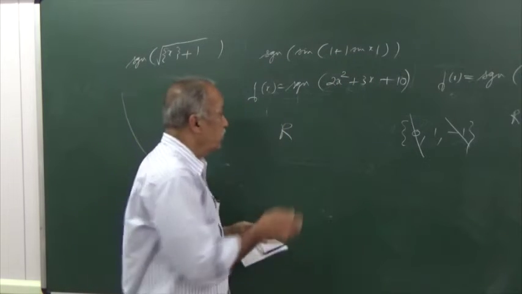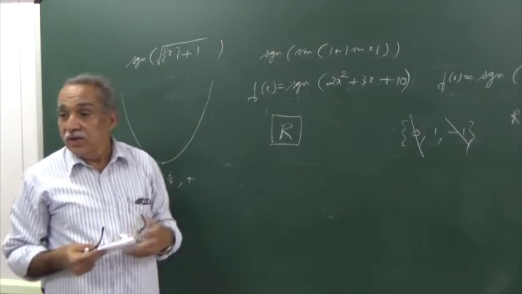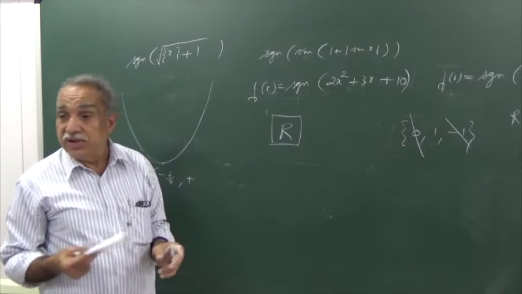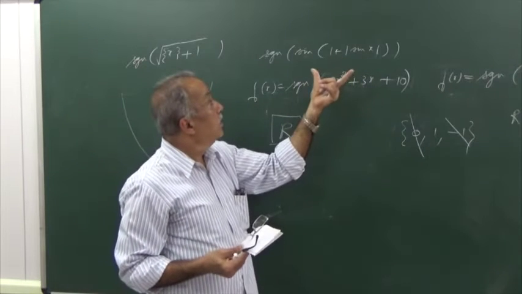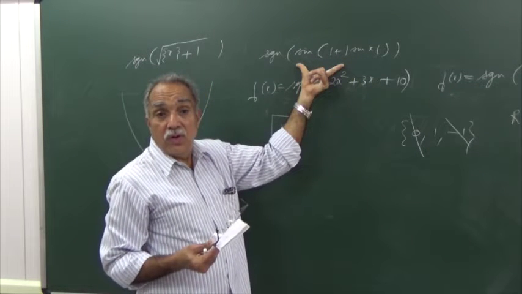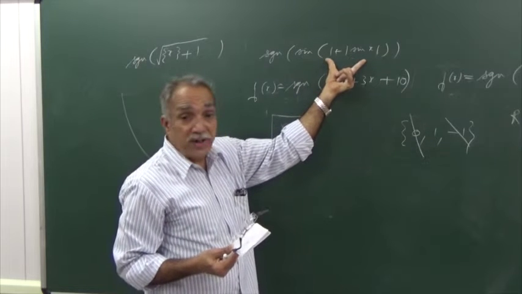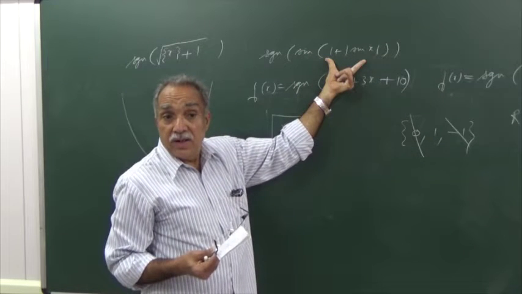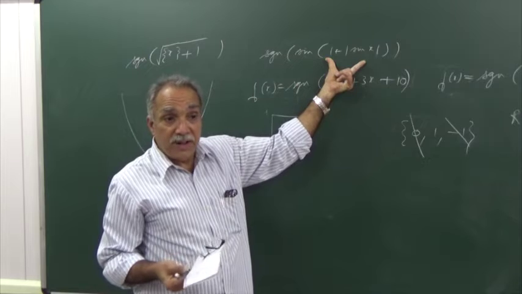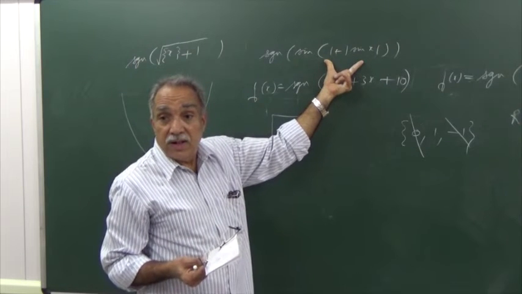Okay, everything is going smoothly. Domain is the set of all real numbers. Range. Can this be equal to 0? To have this equal to 0, this must be some integral multiple of pi. Can this be an integral multiple of pi?